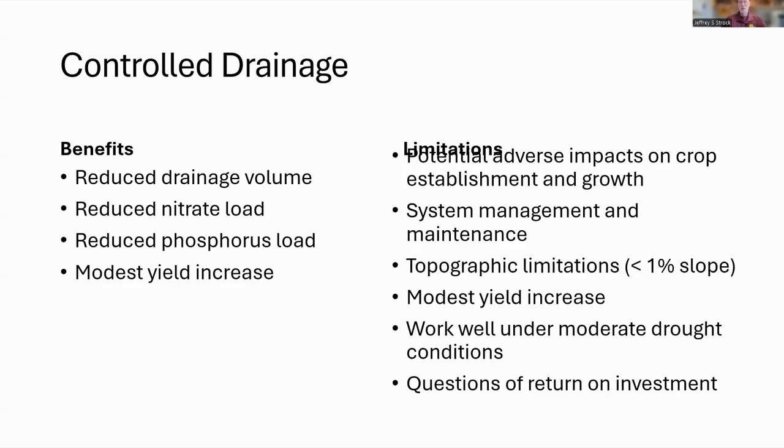And as I said, we can see some modest yields and increases in yields, and they work well under these drought conditions.